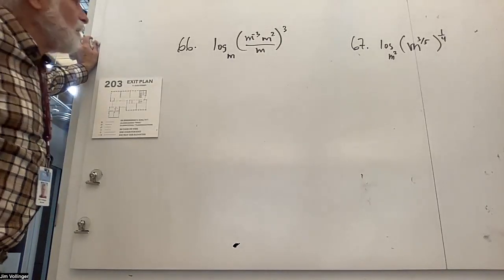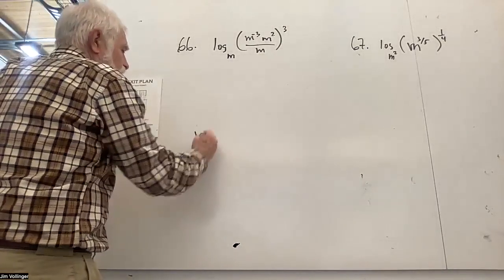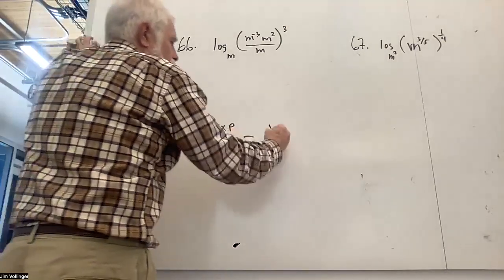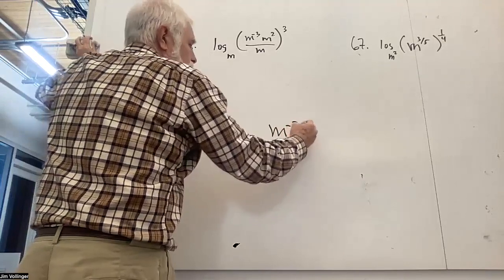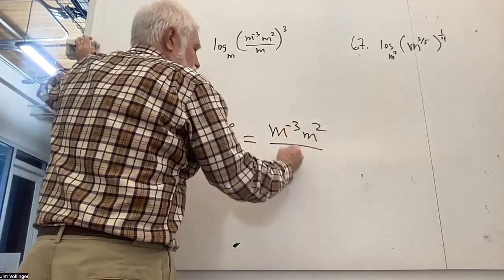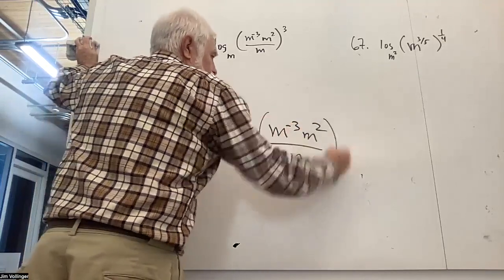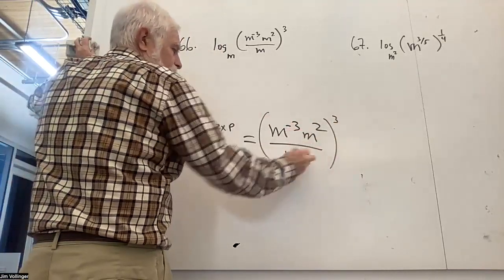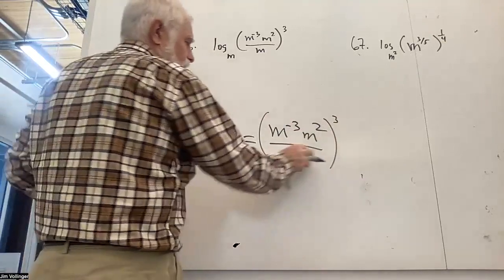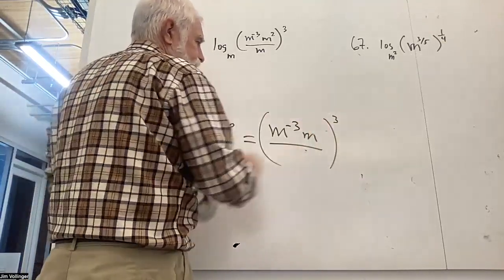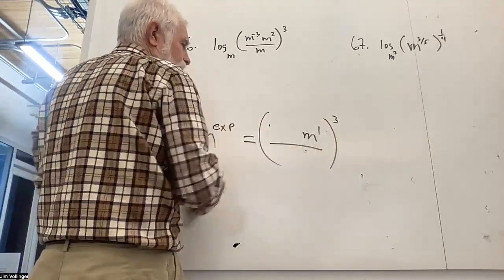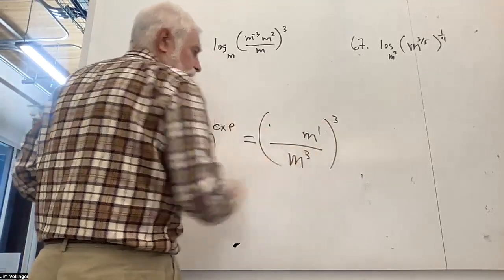All right, so log m. This is asking the question: m to what exponent will equal m to the minus 3 m squared m cubed? Well, I hope we can see that 2 of them and 1 of them can become 1 of them in the numerator. M to the minus 3 could be written as m to the positive 3 in the denominator.